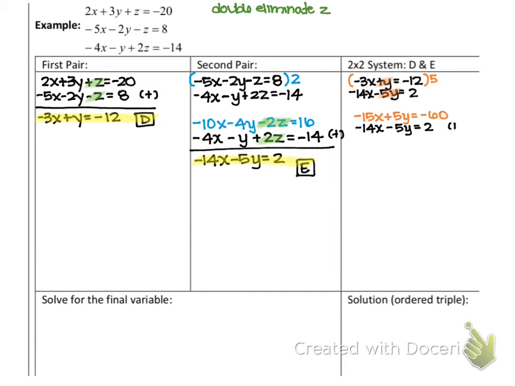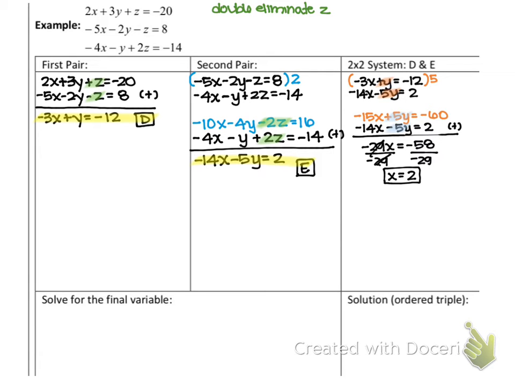If I did this correctly and I add straight down, my variables should disappear, which they do. So my y's are gone. It gives me negative 29x equals negative 58. All right, home stretch. Divide by negative 29. Looks like we have x equals 2. So there's part of the answer.